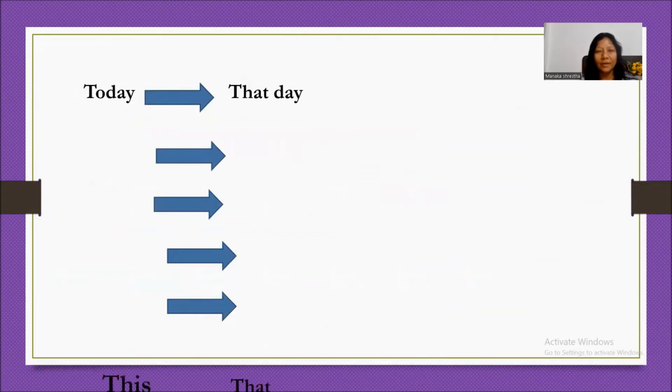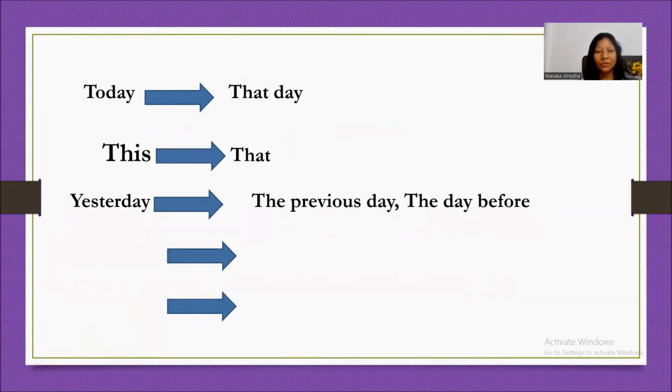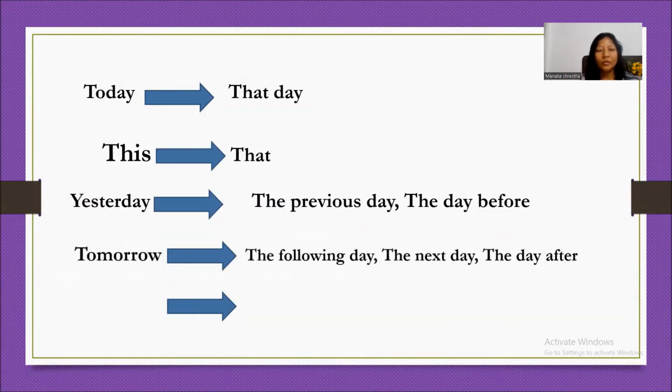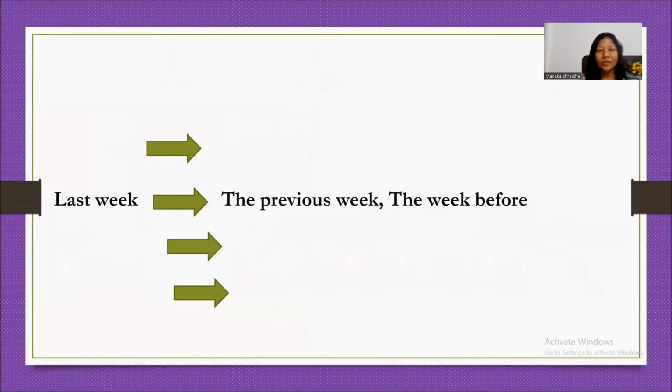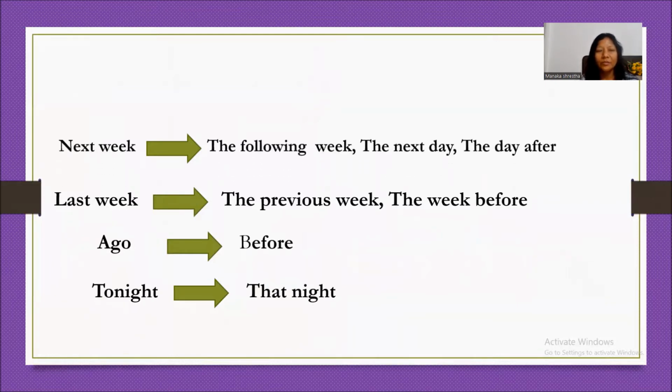Today changes into that day. This changes into that. Yesterday changes into the previous day or the day before. Tomorrow changes into the following day or the next day or the day after. And here changes into there. Last week changes into the previous week or the week before. Ago changes into before. Tonight changes into that night. Next week changes into the following week or the week after.